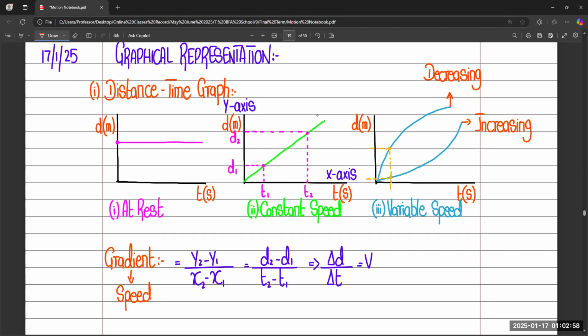Basically we have two graphs only, like two categories. First one is the distance time graph, second one is the speed time graph. And the distance time graph is very easy and very basic.